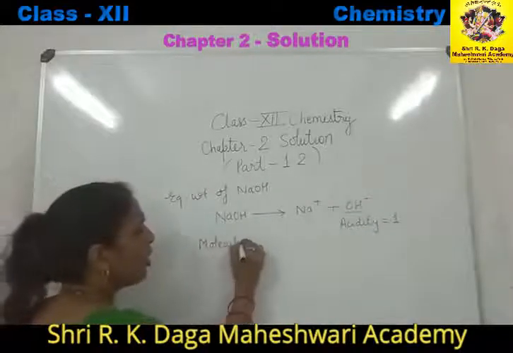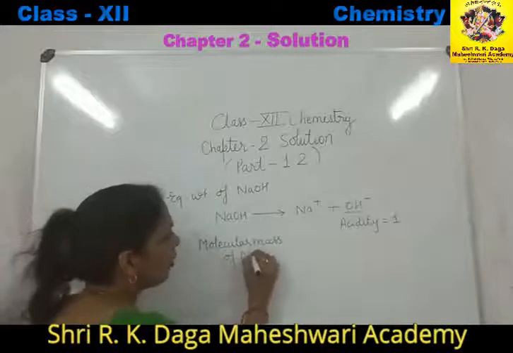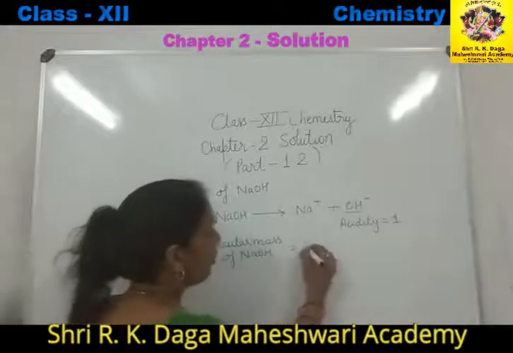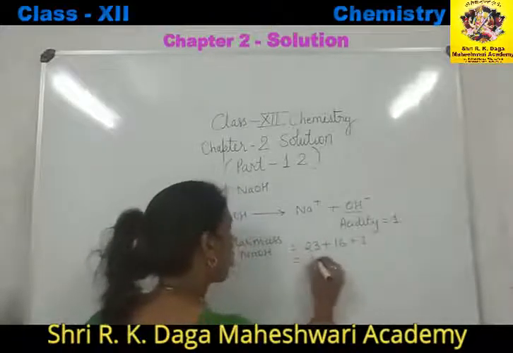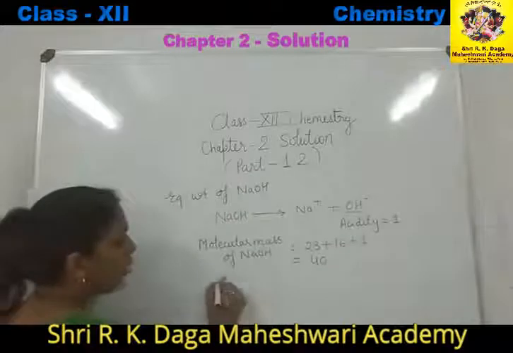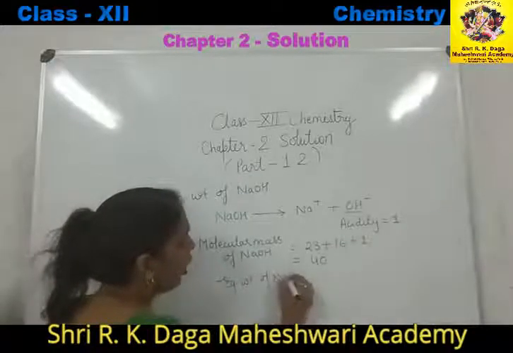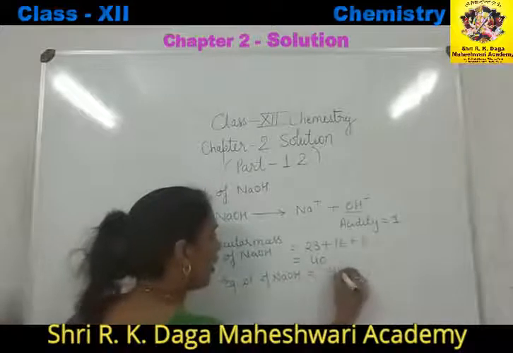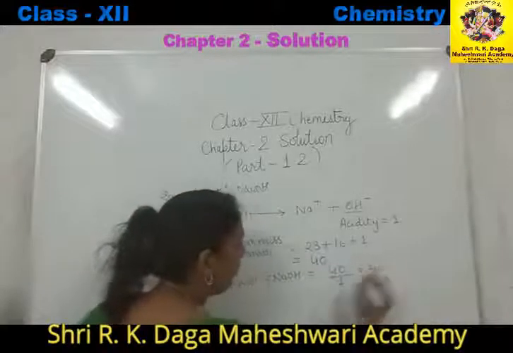Now what is the molecular mass of NaOH? Sodium is 23, oxygen is 16 and hydrogen is 1. So the molecular mass of NaOH will be 40. So what will be its equivalent weight? Equivalent weight of NaOH is equal to molecular mass 40 divided by its acidity, that is 1. So its equivalent weight will be 40.